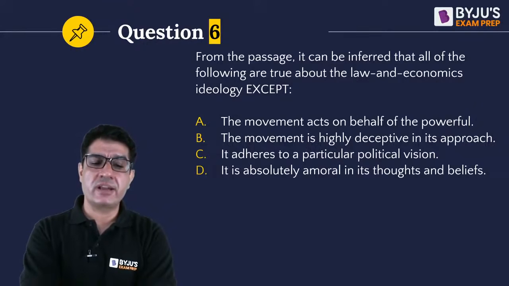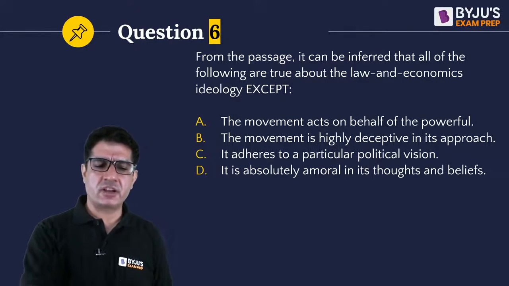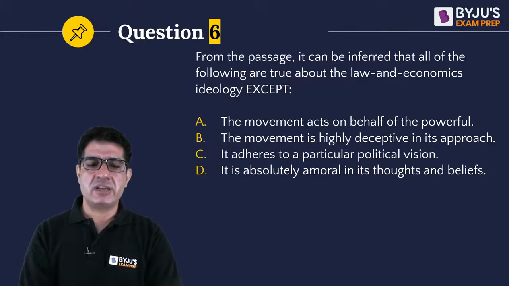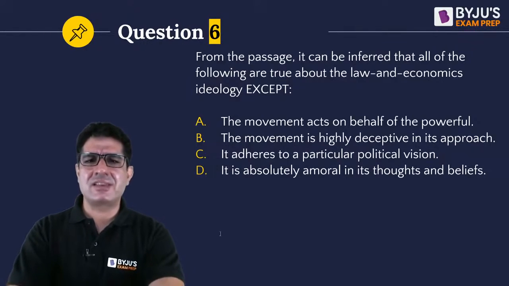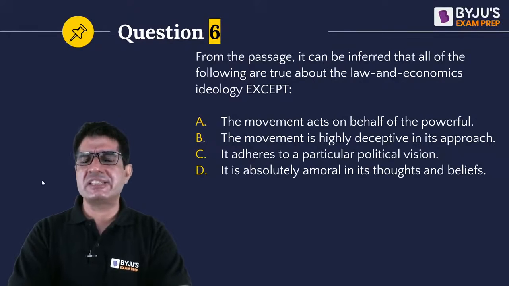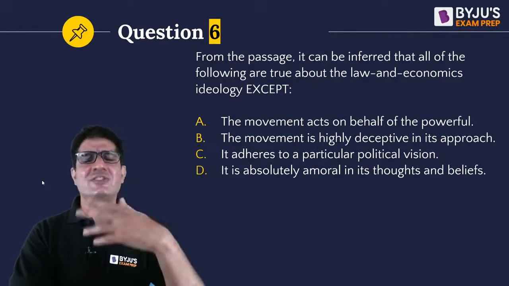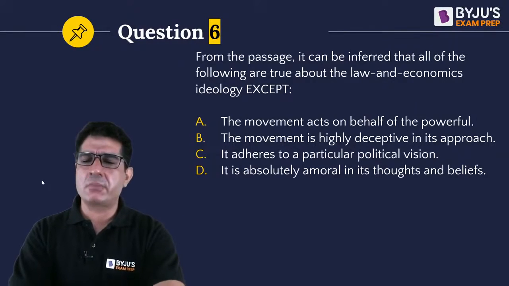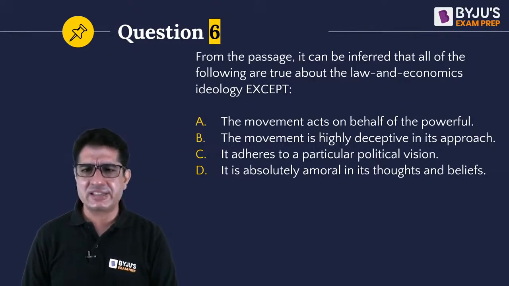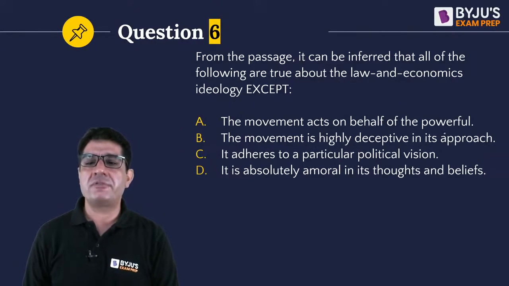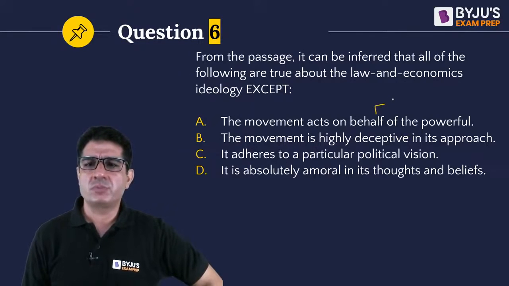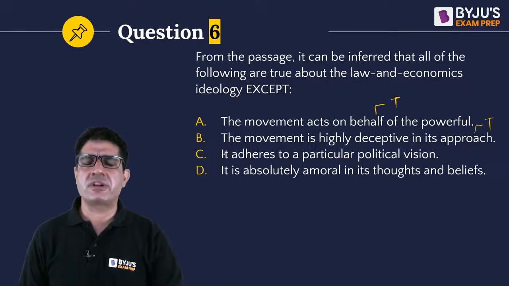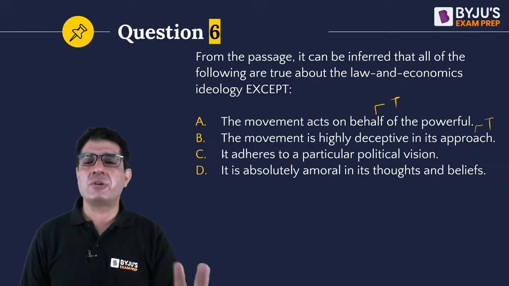So what's your take? What's your final answer? Okay, so I'm getting B, I'm getting D. So first things first, we know it is an inference question. What exactly needs to be done is secondary, but we need to go ahead and apply that label as true, false, can't say. So the movement acts on behalf of the powerful. That's true. The movement is highly deceptive in its approach. That's true. You just need to refer to the first paragraph and you'd be able to infer A and B.